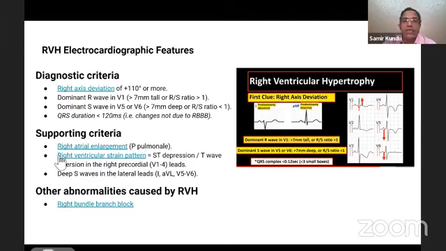Supporting criteria: right atrial enlargement, secondary right ventricular strain pattern, and deep S wave in the lateral leads. There may be associated right bundle branch block. In right ventricular hypertrophy, the first clue is the axis deviation. There is a right axis deviation, the R wave height and S wave amplitude, and QRS duration must be less than 120 millisecond. These are the diagnostic criteria of right ventricular hypertrophy.